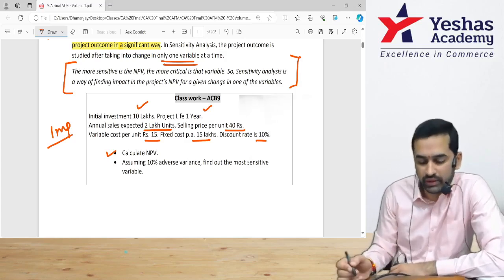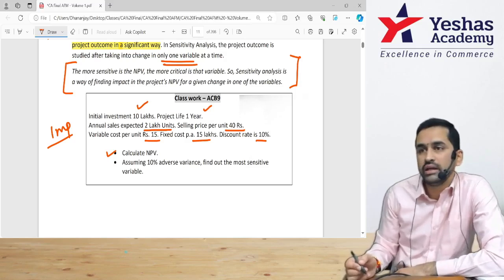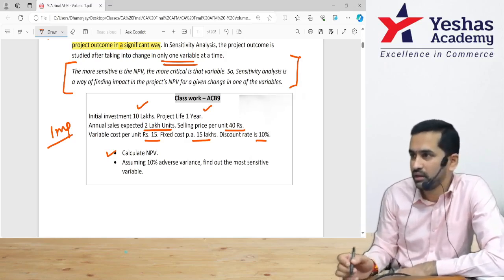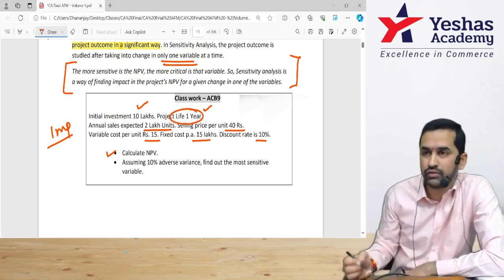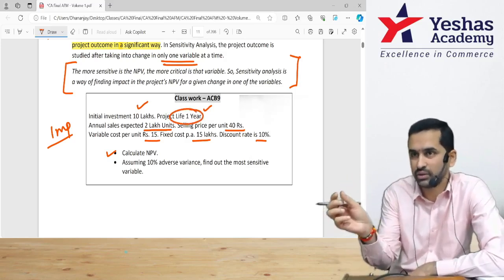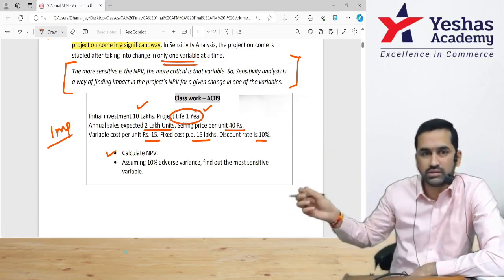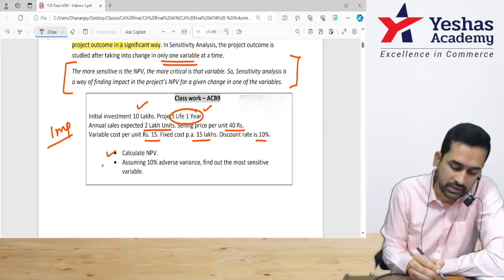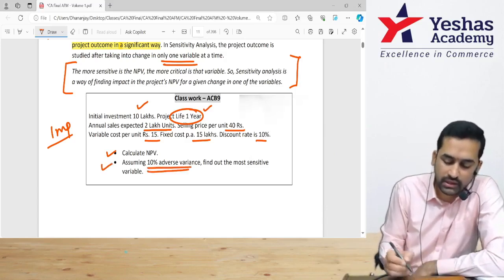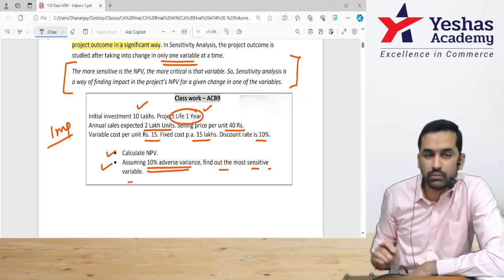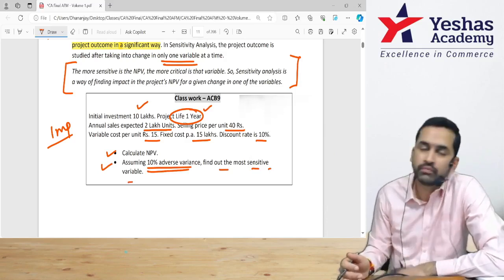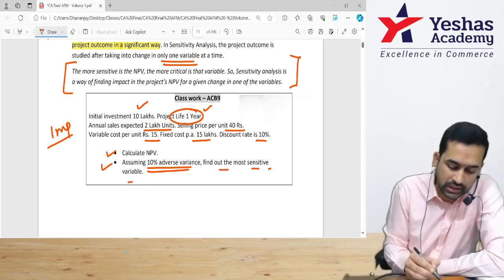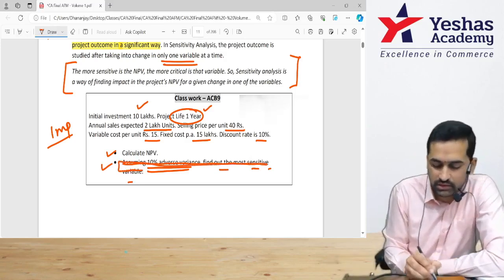Now to calculate NPV, I need cash flow. Year 0 is anyways given. Year 1 I'll have to estimate. Project life is only 1 year, therefore if I just multiply that with year 1 discounting factor, that is inflow versus outflow, I get the NPV. But that's not the main part of this question. Main part is here. Assuming 10% adverse variance, find out the most sensitive variable. First we need to work out base NPV. Base NPV is without considering this 10% adverse variance.